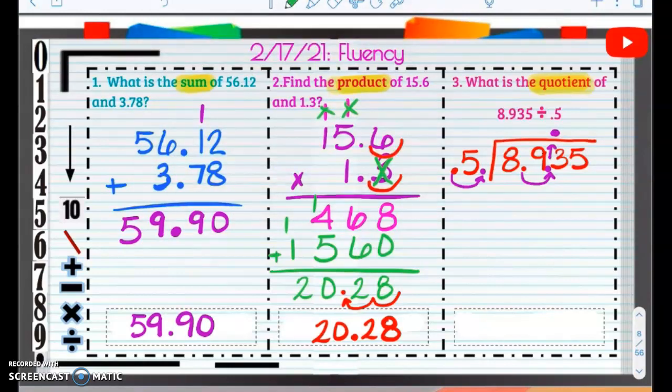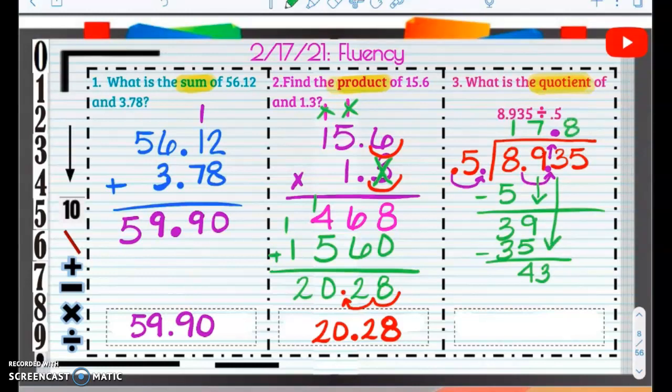5 can go into 8 one time. 5 times 1 is 5. Subtract, 8 minus 5 is 3. Bring down that 9. 5 can go into 39 7 times. 5 times 7 is 35. We're going to subtract. 9 minus 5 is 4. 3 minus 3 is 0. Bring down that 3. 5 can go into 43 8 times. 5 times 8 is 40. We're going to subtract. You get 3 and bring down that 5.